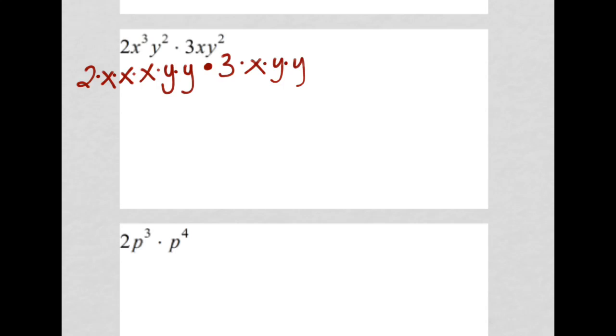Again, begin with the numbers. 2 times 3 is 6. I know I'm going to have an x, I'm going to have a y. They have to go in alphabetical order, so I'm going to go ahead and write them, and then I'm just going to count them. I have 1, 2, 3, 4. So my exponent on my x should be a 4. Then I'm going to count my y's. 1, 2, 3, 4. So my exponent on my y should also be a 4.